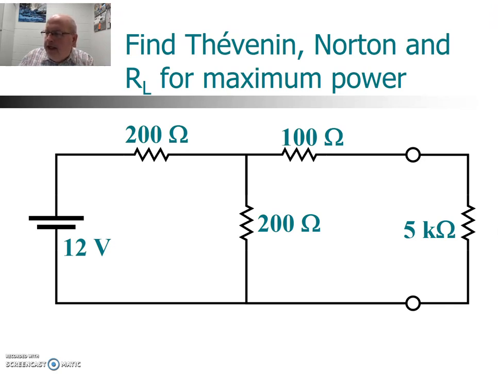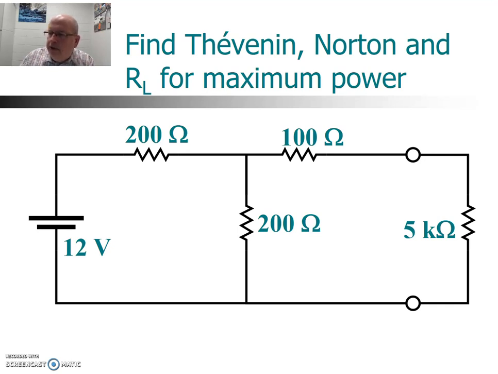Okay, this actually turns out to be a fairly straightforward circuit. Once you remove the load, you want to determine the voltage there. The 100 doesn't play a role. So we have 200 in series with 200. So 12 times 200 divided by 200 plus 200, that is 6 volts. 12 times 200 divided by 400, or 1/2 of 12, is 6 volts.